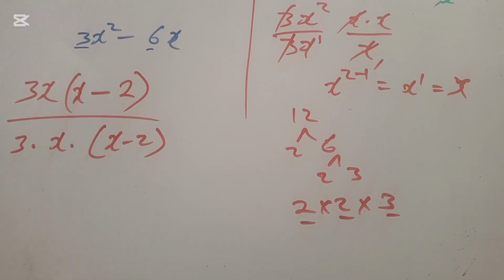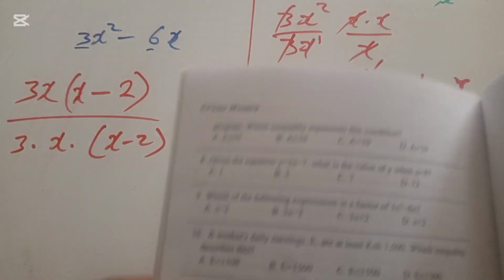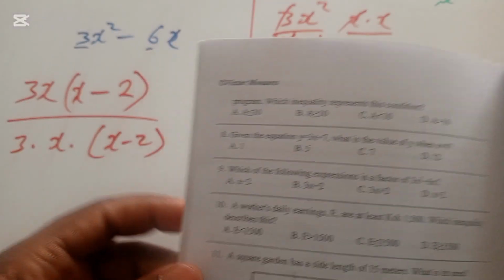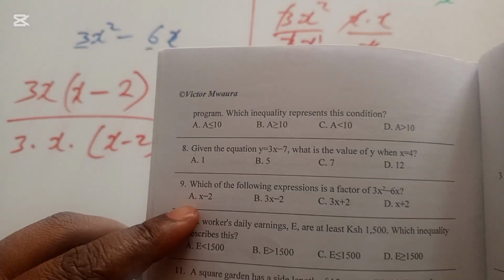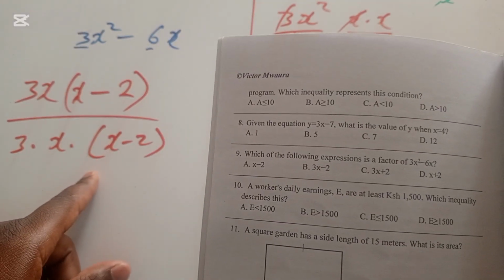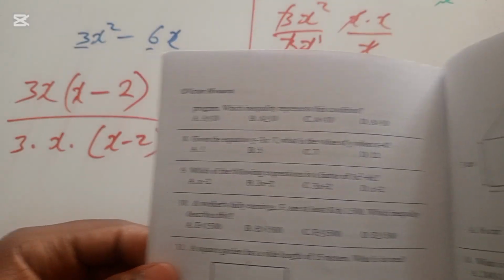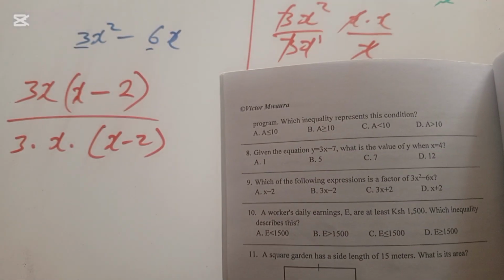Good. Now, we go to our answers and check whether there is any of this. Yes, this is question 9. We have x minus 2, which is present here. Good. So the answer is A, and there's no other answer there.